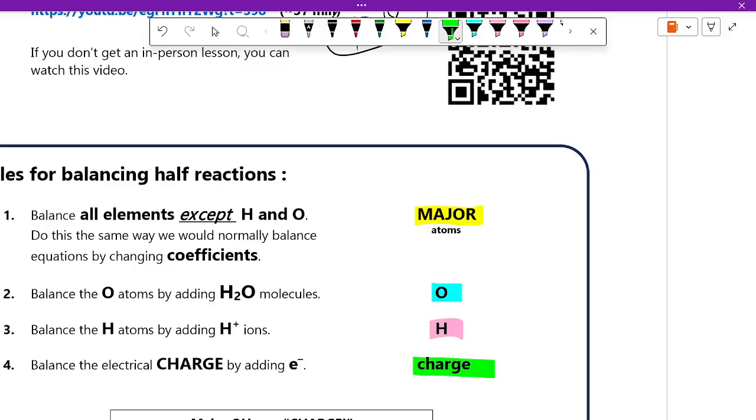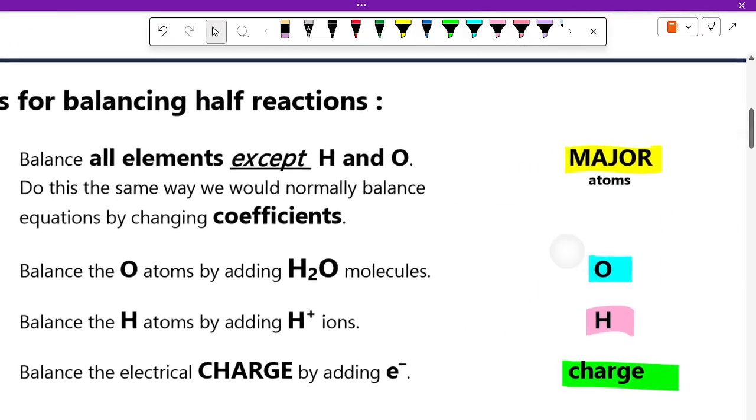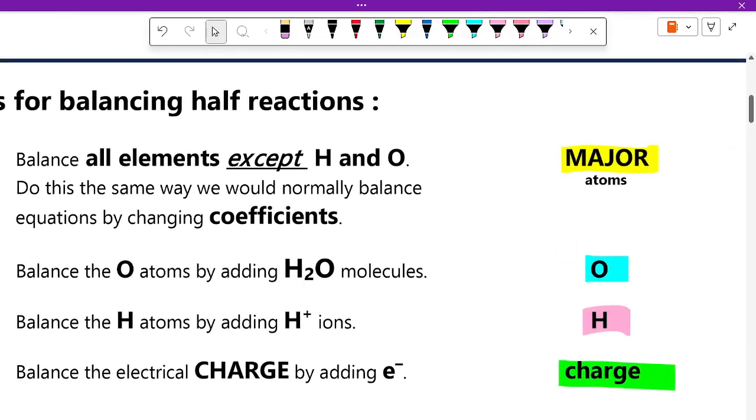So what we are doing is balancing the major atoms. What the heck are the major atoms? The major atoms are all the elements except hydrogen and oxygen. And to do that, we balance them the normal way that we would always do it, by adding coefficients.